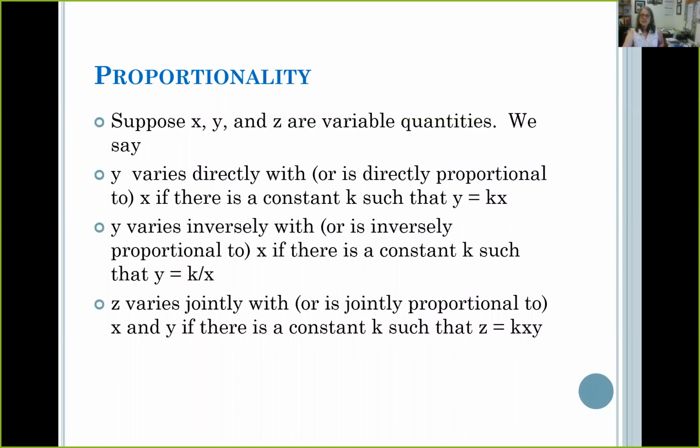So the other thing we want to talk about is proportionality. These are not hard. We tend to overthink these and try to make them harder than they actually are. So let's think about, suppose we've got x, y, and z are variables. Y varies directly with, or sometimes we say y is directly proportional to x, if there is a constant k such that y equals kx.